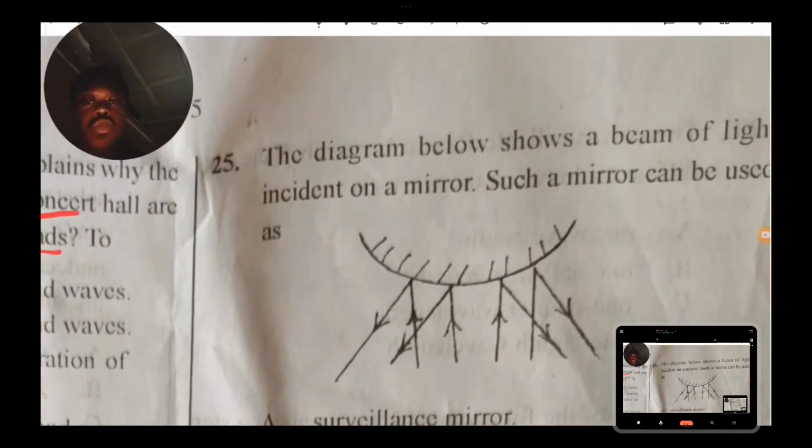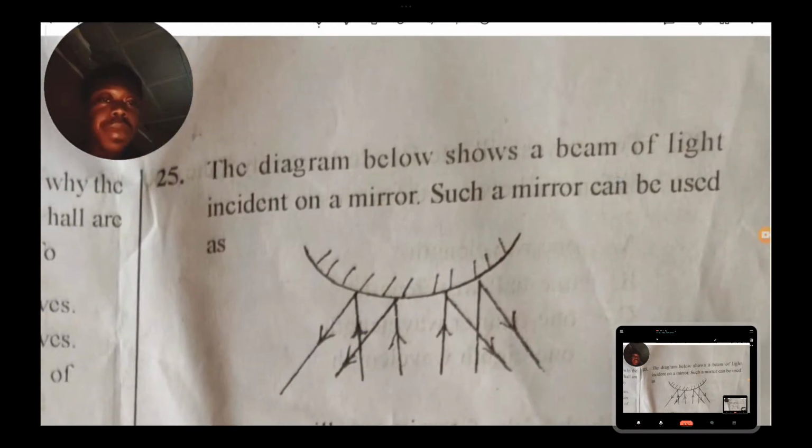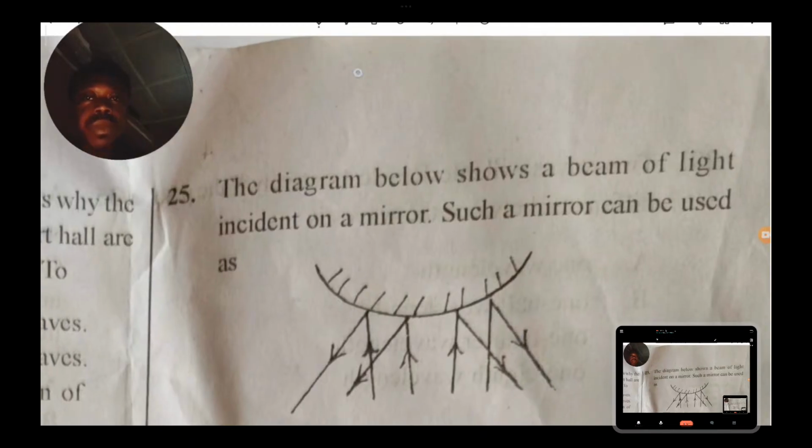So let's switch to question 25. Alright, this will be our last question for today. I'll be answering your questions if there are any. Now, the diagram below shows a beam of light incident on a mirror. Such a mirror can be used as what? This mirror, what can it be used for?